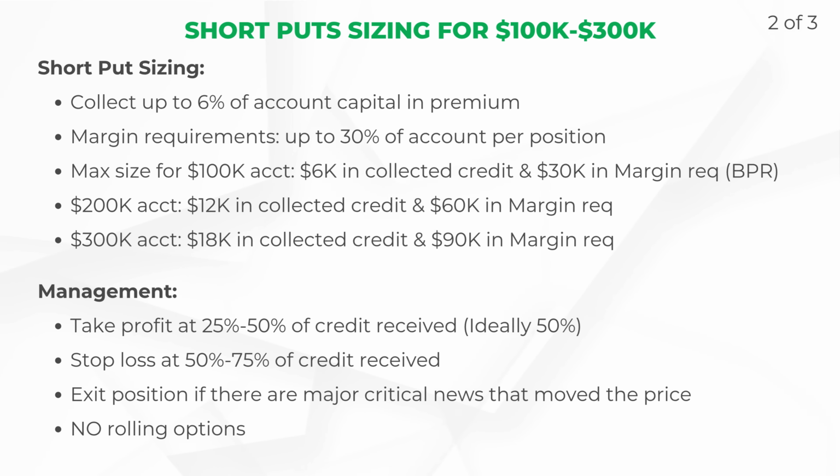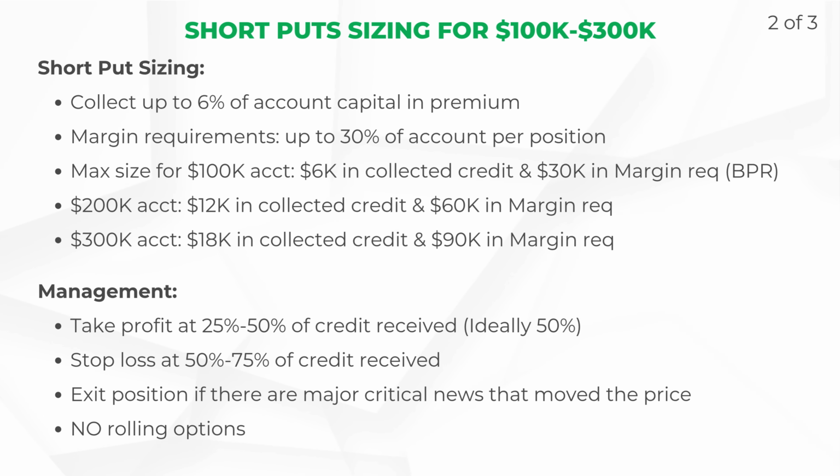For a 200K account, I will collect up to $12,000 in credit, and I will use up to $60,000 in margin requirements per position. Really important. And obviously for a $300,000 account, I will collect up to $18,000 in credit and up to $90,000 in margin requirement. Now, usually I average about 3 to 4% in the actual premium that I collect for short puts, and the margin requirements are usually closer to 20 to 22%.